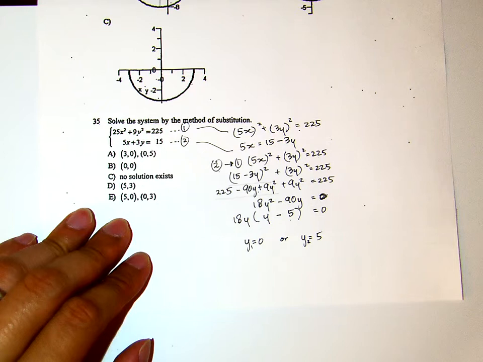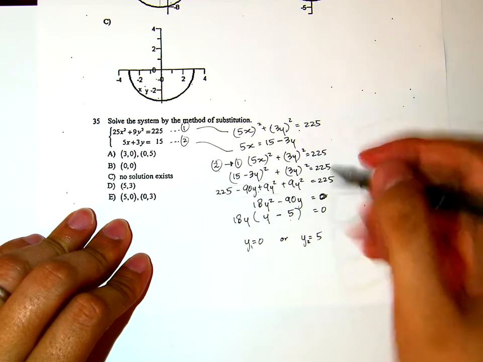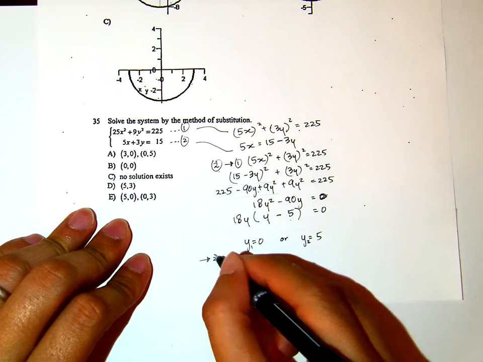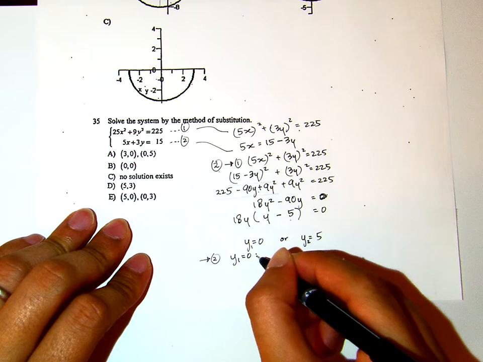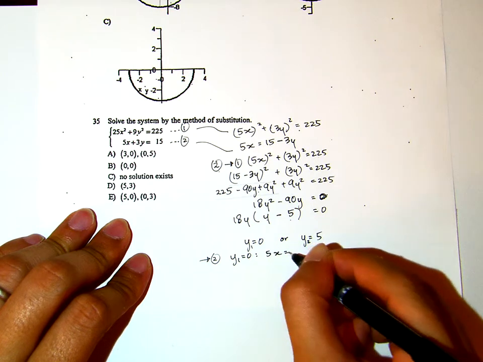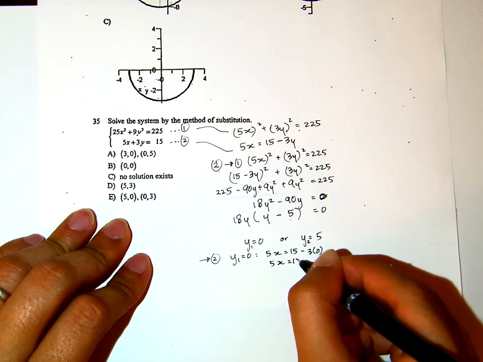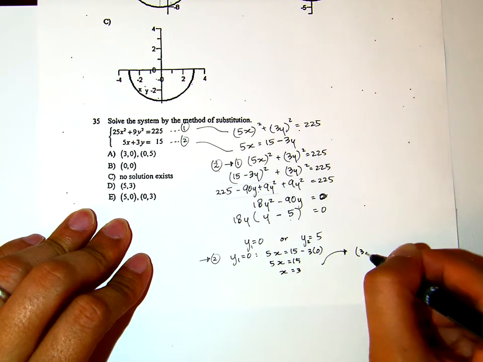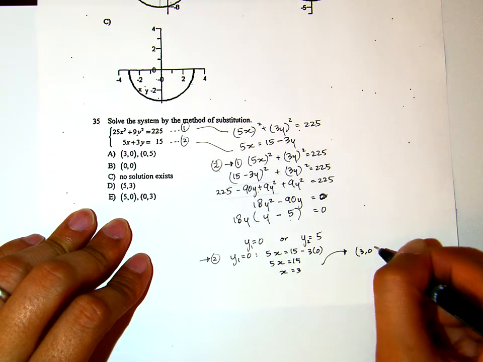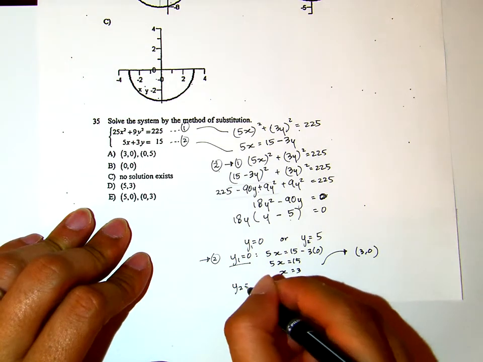Now from here, I plug it into this equation here, easier, right? I will plug it into the second equation. For y1 equals 0, what will that be? 5x equals 15 minus 3 times 0. Then 5x equals 15, so x equals 3, which implies the coordinate is (3, 0). But that's only one of them though. That's only for y1 equals 0. Now how about when y2 equals 5?